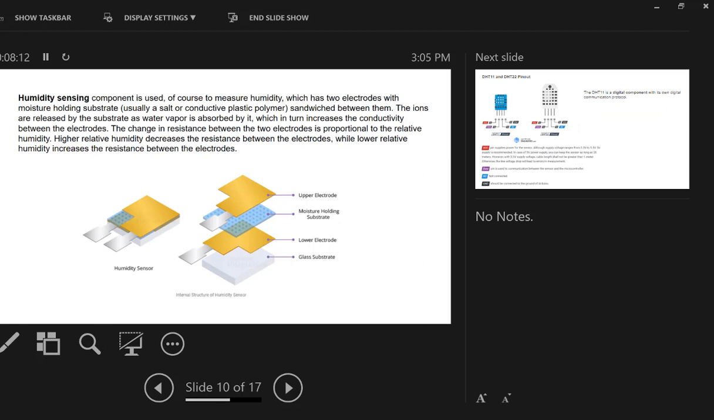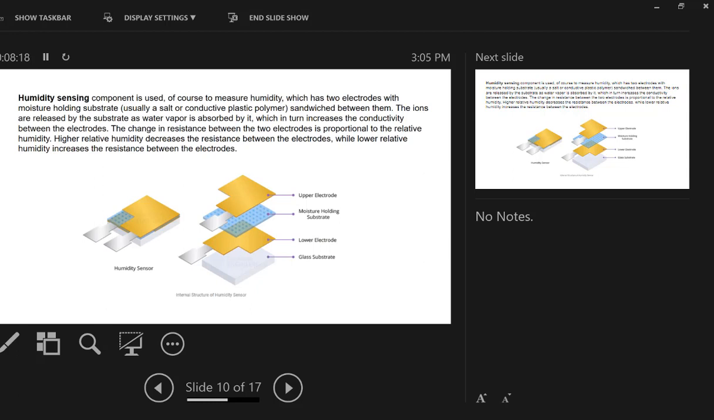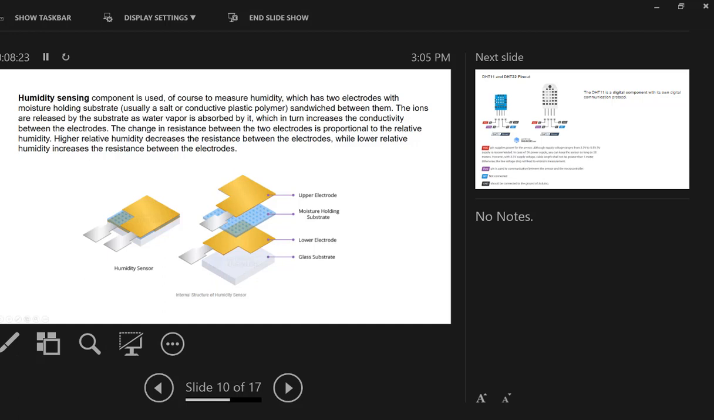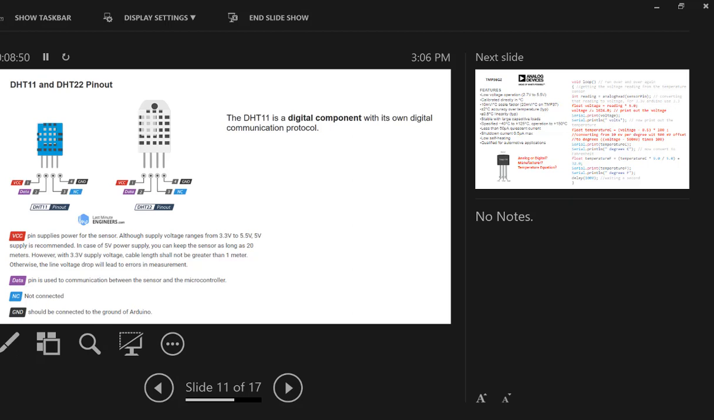The humidity sensor inside is something like this. It has different layers of materials. And see what the material is? Soft, conductive plastic polymer. Whenever humidity changes, the resistance of that material changes. So it's detecting the resistance change to calculate back the humidity. So that's the sensor. You can detect temperature and humidity at the same time. It's just in your box.